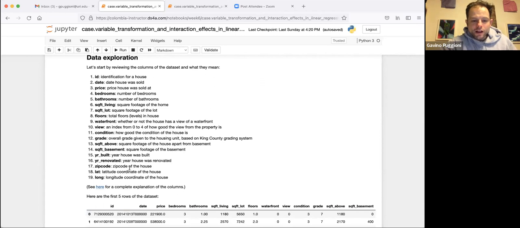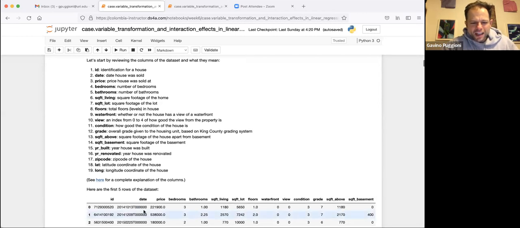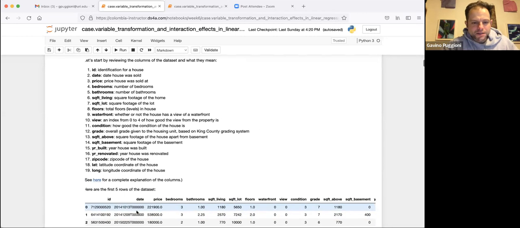The first column, as many times happens, is the ID. So it's the identification of the sale for that specific house. Notice that technically it's possible that the same house got sold twice within a year; however, it's fairly rare. So for all practical purposes, we can say that the ID is the ID of a particular sale or a particular house. Then we have the date, which is the date the house was sold, and notice that it's in a funny format that perhaps we might want to address.